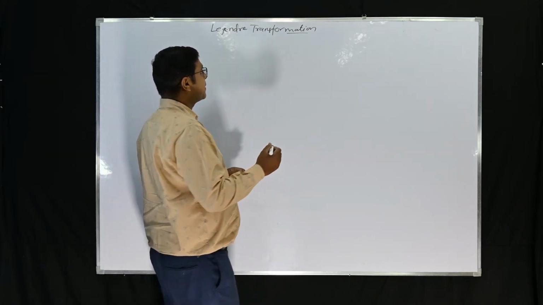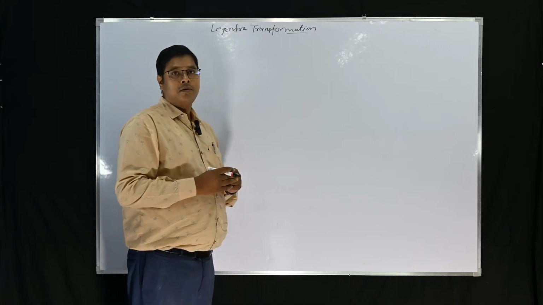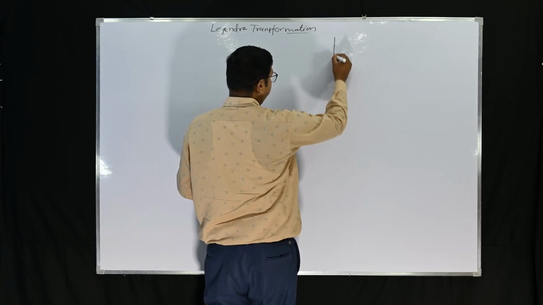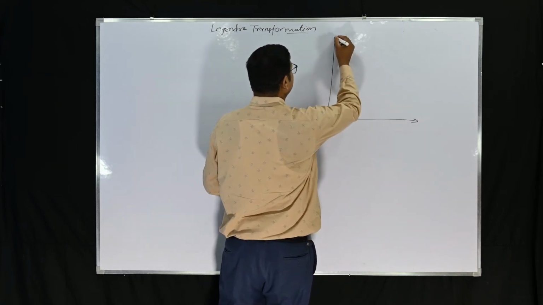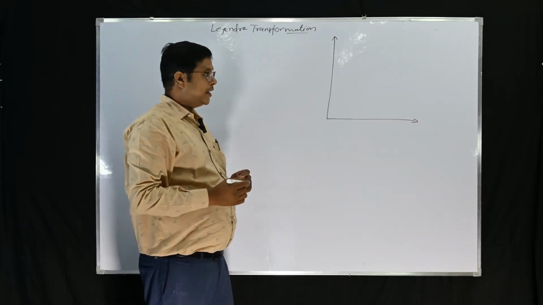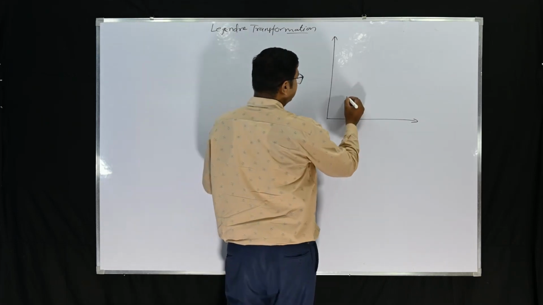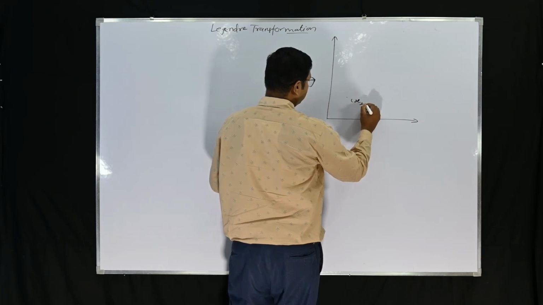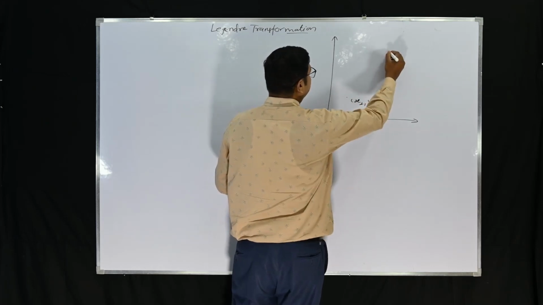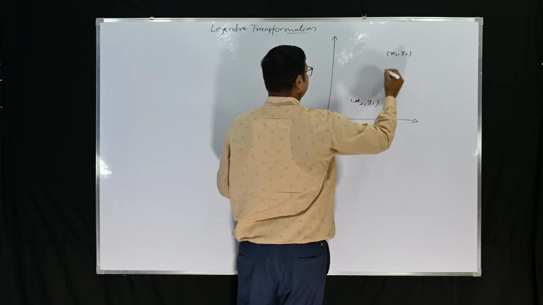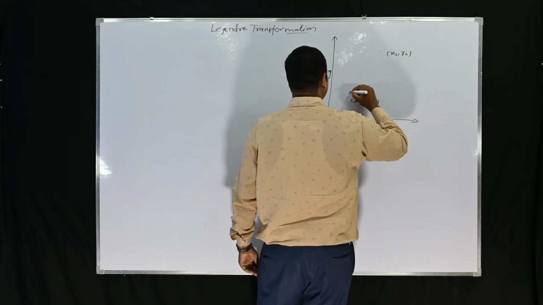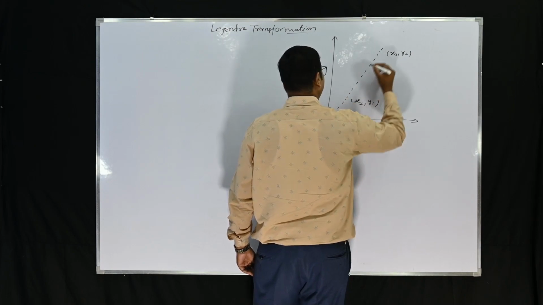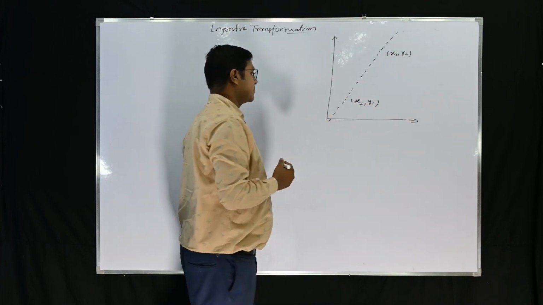So if you would like to draw a line, what information is required? Suppose I have an xy axis and I would like to draw a line. So I require two points, that is x1 y1 and x2 y2. So I can draw a line with the help of this.